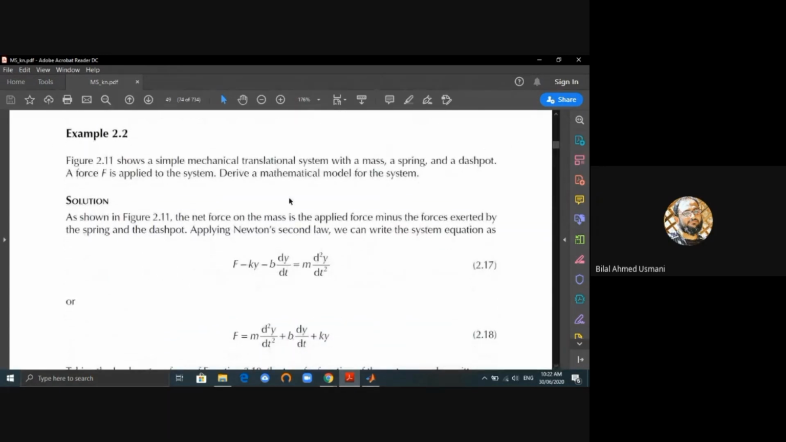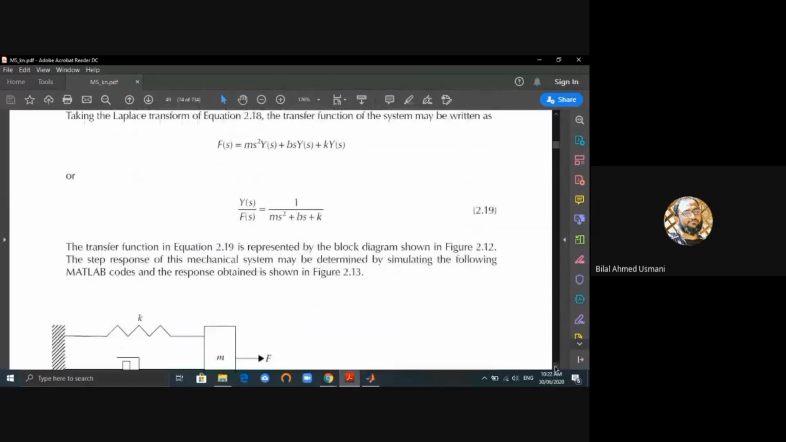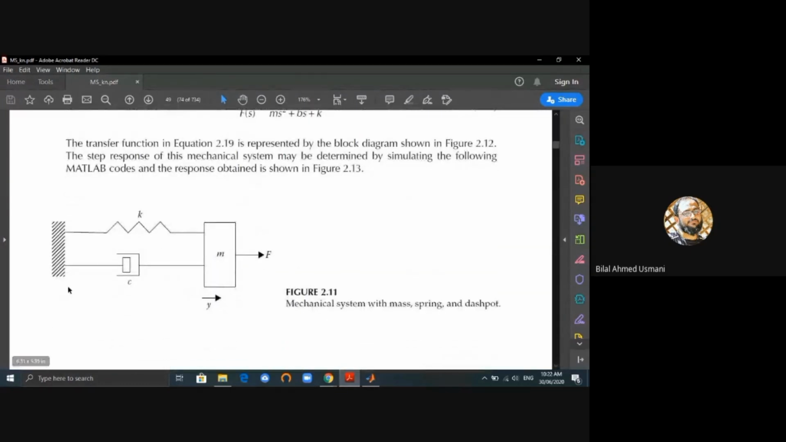So figure 2.11 shows a simple mechanical translation system with a mass, a spring and a dashpot. A force F is applied to the system. Derive a mathematical model of the system. So if you look over here, this is the diagram.